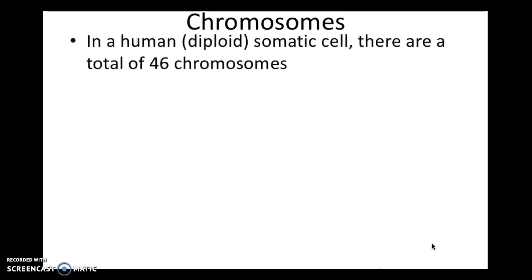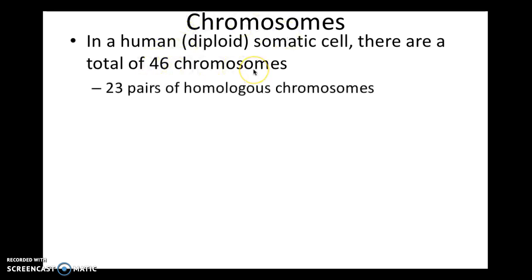So let's review chromosomes. You have 46 total chromosomes in every somatic cell. Your brain cell, bone cell, blood cell, skin cell, all those types of cells, 46 chromosomes.